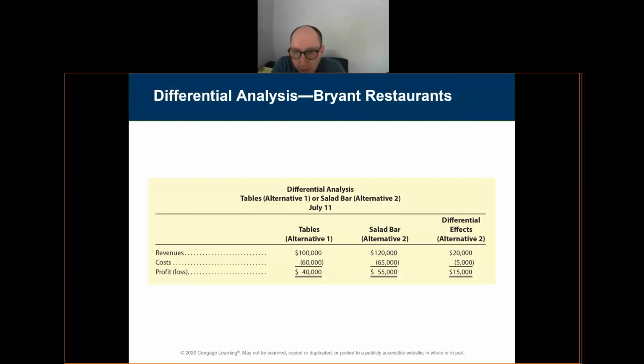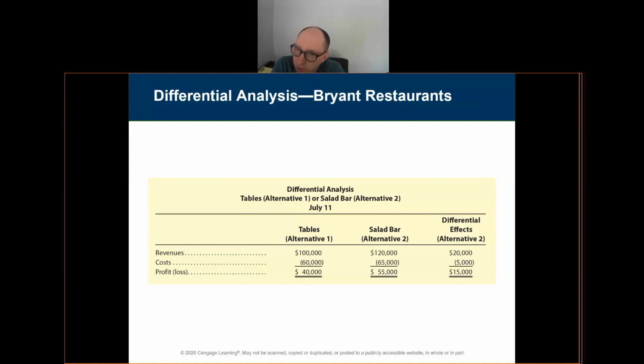So here we have alternative one. Alternative one is we leave our tables where they are, okay? Our revenues are expected to be 100,000, our cost will be 60,000, our profit will be 40. Alternative two is we remove some customer seating and install a salad bar. We expect that if we do that, our revenues will increase by 20,000 to 120,000. Our costs will also increase by 5,000, and our profit would be expected to be 55,000.